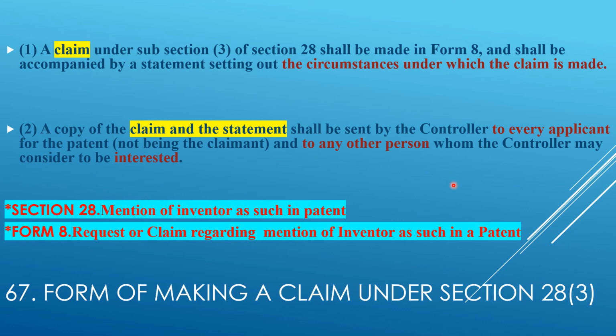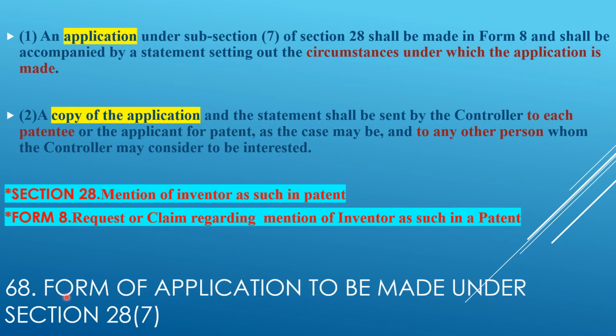Okay, and the relevant section here is section 28, mention of inventor as such in patent, and relevant form is form number 8, that is request or claim regarding mention of inventor as such in a patent. I hope it is clear now. So let us proceed to rule number 68. Okay. Rule 68 is form of application to be made under section 28 subsection 7.